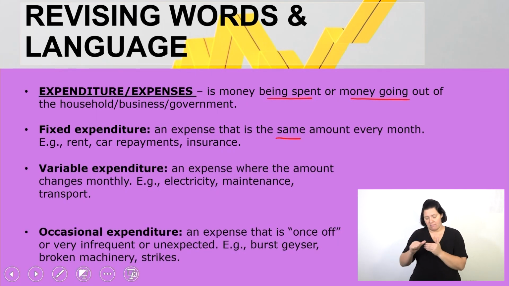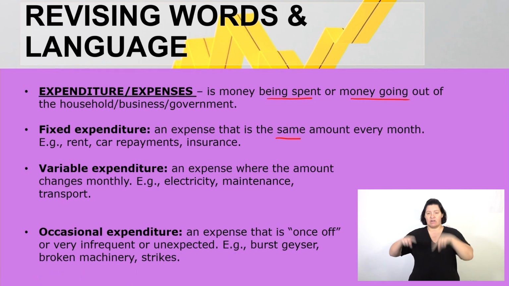Then we have variable expenditure. That is an expense where the amount changes monthly. For example, your electricity, maintenance or transport. And lastly, we have occasional expenditure. This is an expense that is also once off or it's very infrequent or unexpected. For example, let's say your geyser burst, all right, or a broken machinery, or on a national level when a strike occurs.